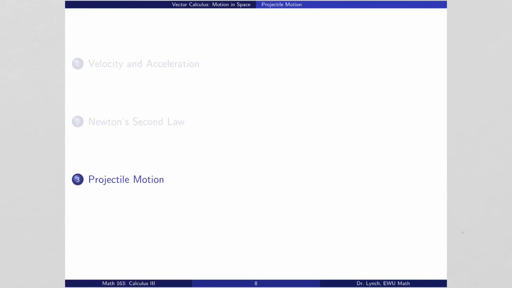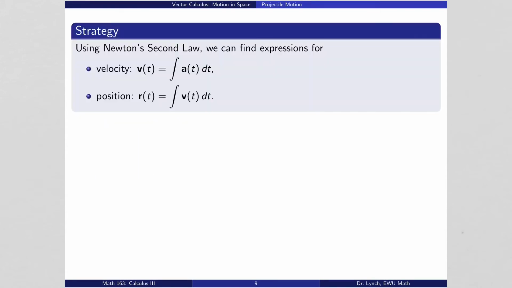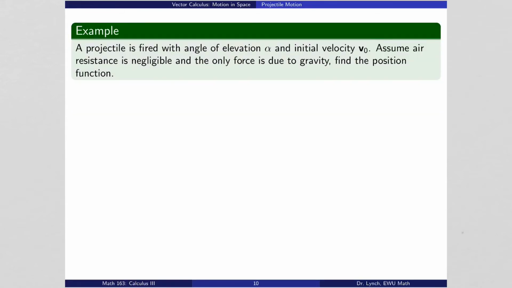Okay, last thing we'll talk about in this section is projectile motion. So using Newton's second law, we can find expressions for the velocity and position functions just by integrating these vector valued functions. Here's an example of that. Let's suppose that a projectile is fired with an angle of elevation alpha and an initial velocity v naught. We'll assume air resistance is negligible and that the only force is due to the acceleration of gravity. Here we'll find the position function.